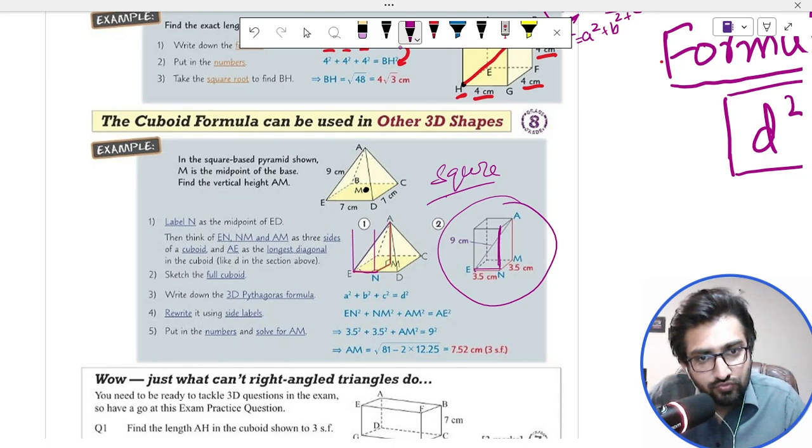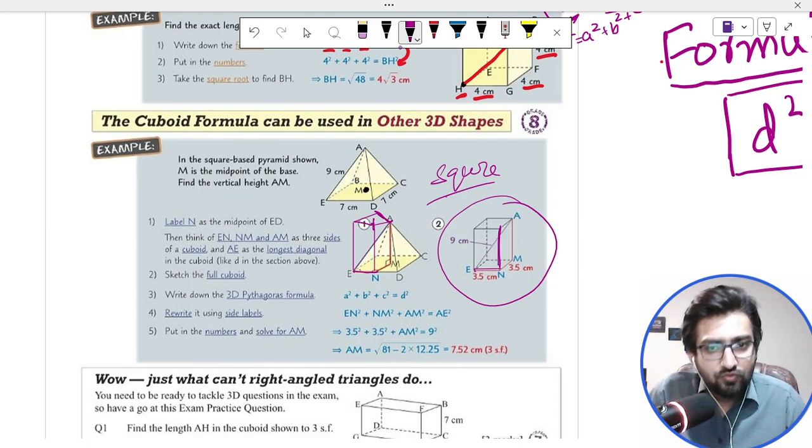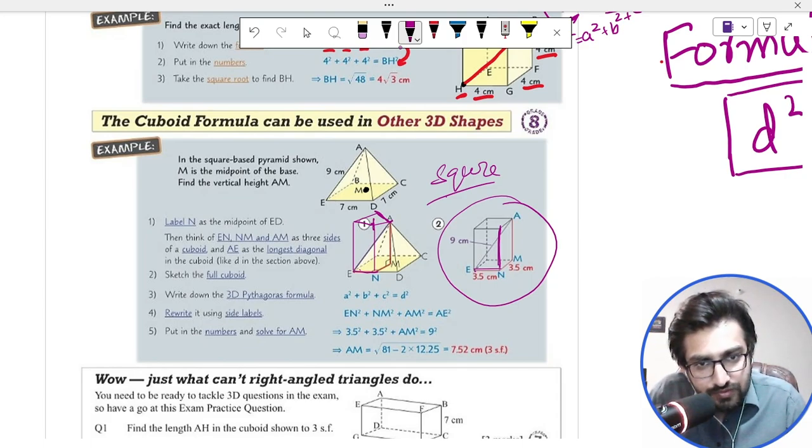Let me show you what that actually is. We converted this shape into this form, right? So we converted that square based pyramid into this shape, and you can see that shape over here. Now if you see, this EA is the diagonal.